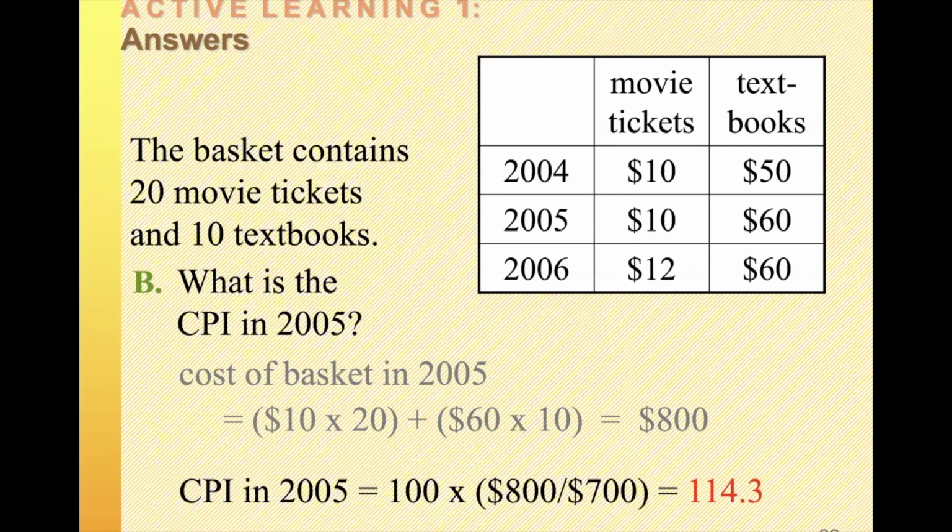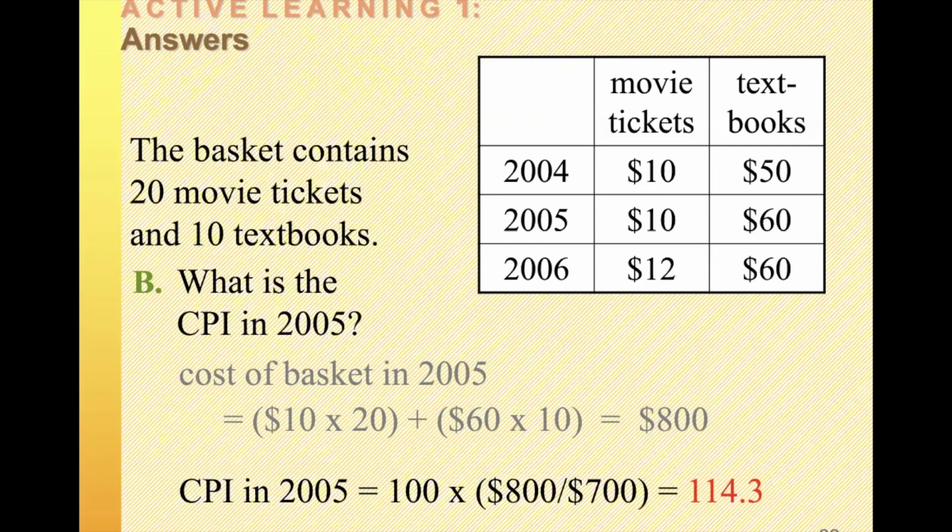You need to use the CPI in 2005 minus the CPI in 2004, divide by the CPI in 2004, and then multiply by 100. So actually this is one of the easiest answers. Why?